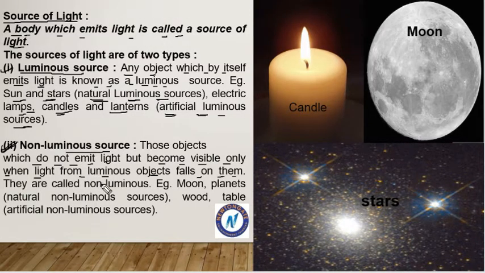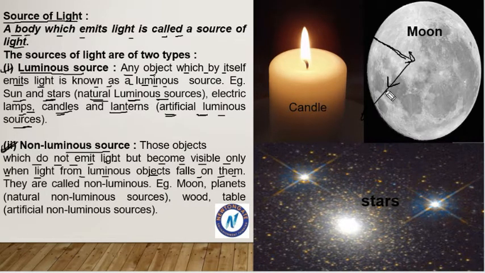Like the moon is a non-luminous source of light because it doesn't have its own light. What it is doing is just reflecting the light produced by the sun, right? The sun is producing light and that light is incident on the surface of the moon, and it is just reflecting that incident light, and that is the reason why the moon is visible to us.